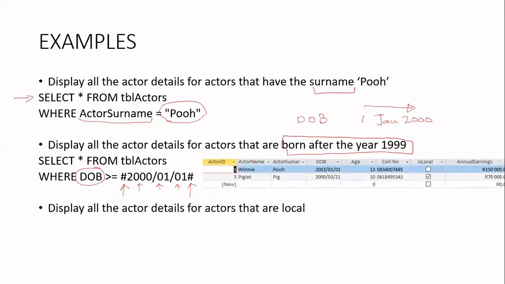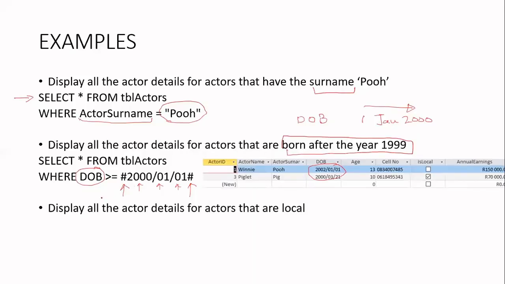And in that example, we get 2 records returned, Winnie and Piglet. And if we look at the date of birth, you will see both of them are born after 2000.